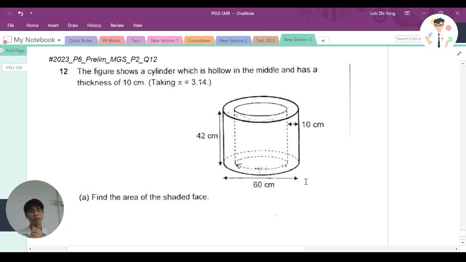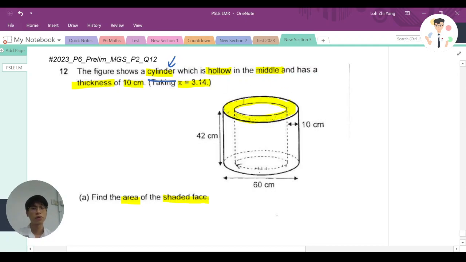The question here says the figure shows a cylinder which is hollow in the middle and has a thickness of 10 cm, taking pi as 3.14. Now, it's interesting that they are trying to put in 3D figures, which is a cylinder. Part A asks, find the area of the shaded part. The shaded part is actually here. It is not that clear because of the printing. So yeah, this is the part.